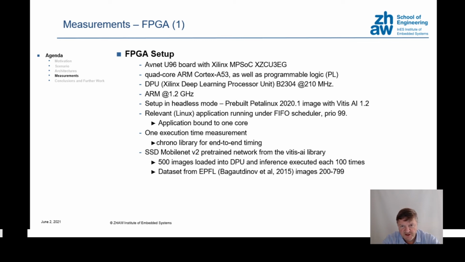Again, we set up the Linux system in headless mode. It's a standard off-the-shelf implementation made available by Xilinx. We have the application running under the FIFO scheduler, priority 99, and the application is bound to one core, just as we did for the GPU application. We have only one execution time measurement. We use the Chrono library here again for end-to-end timing. And we use the same pre-trained network from the Vitis AI library, that is an SSD MobileNet version 2, 500 images, each executed 100 times, and use the same dataset from the EPFL.